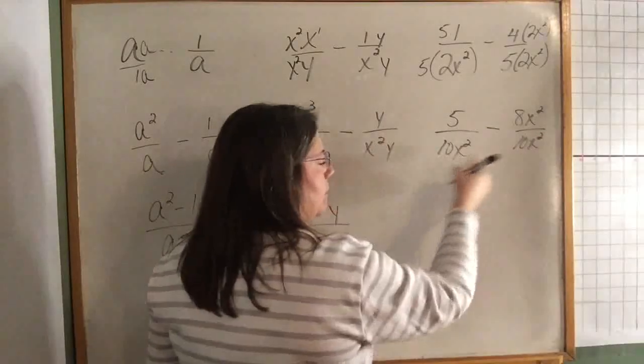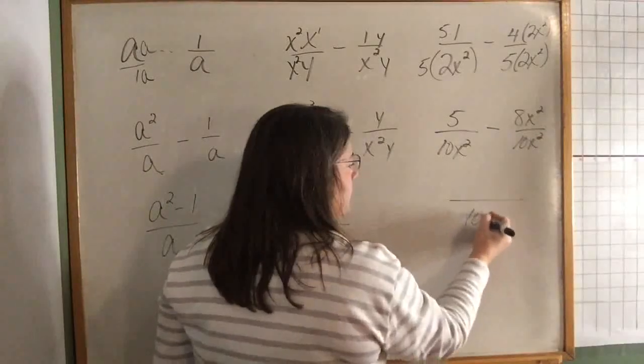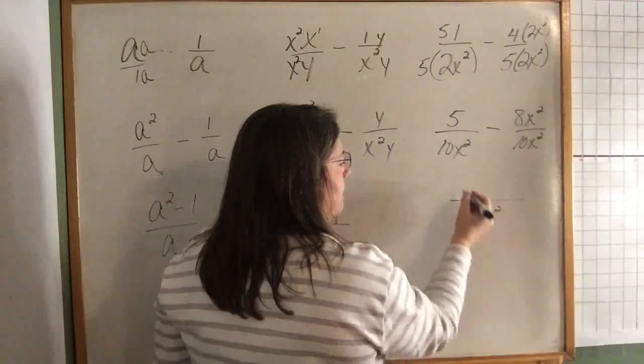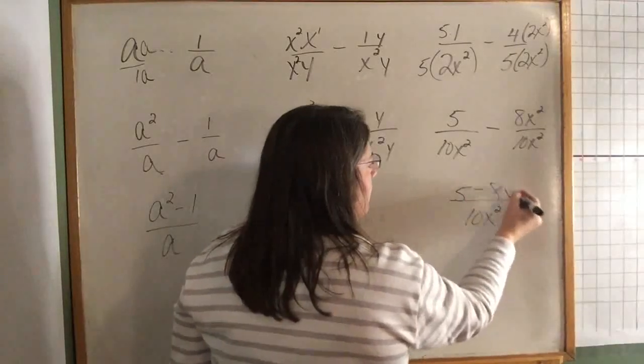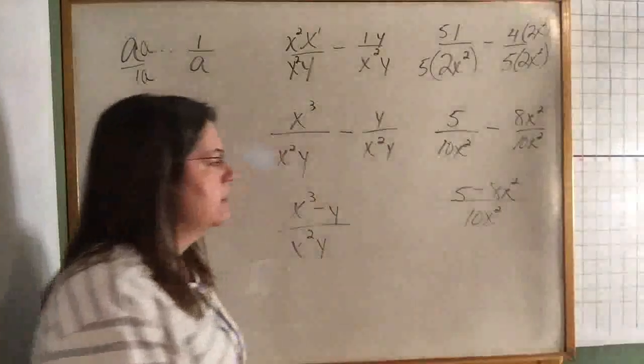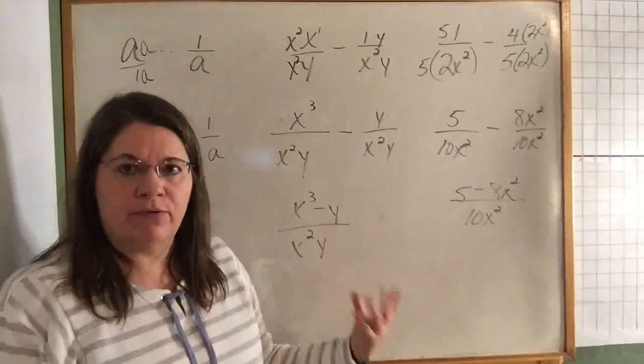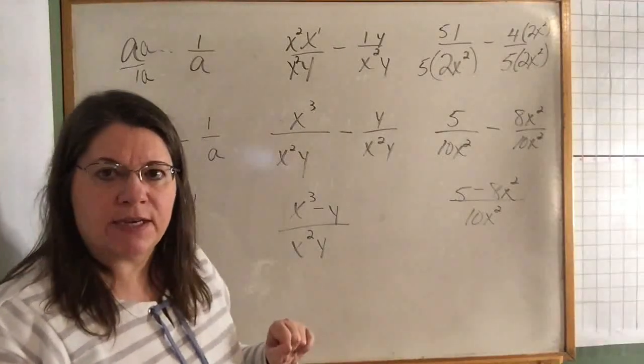Now that my denominators are the same, I can subtract. I keep the 10x squared and I subtract 5 minus 8x squared. If anything would factor out, I would factor and simplify, but in this case, nothing does.